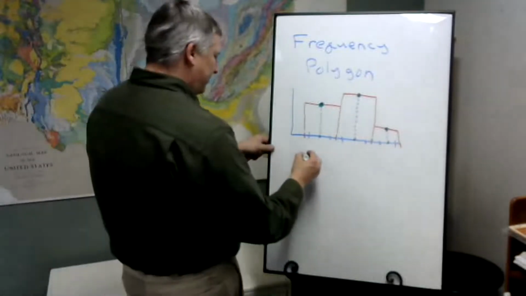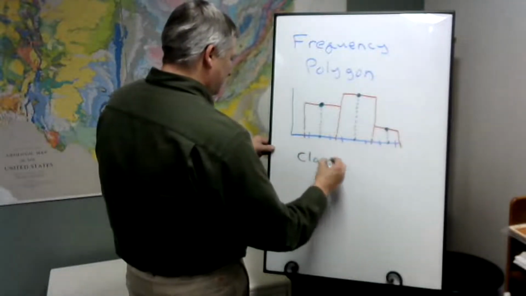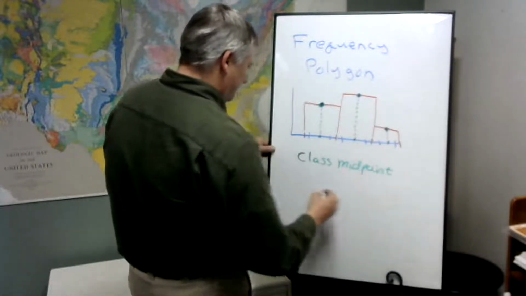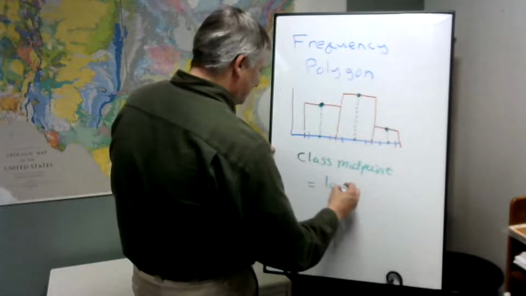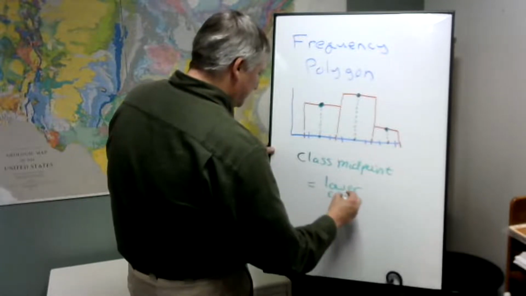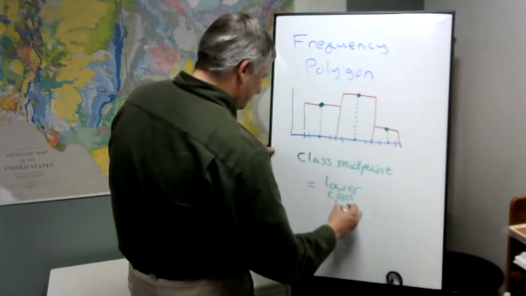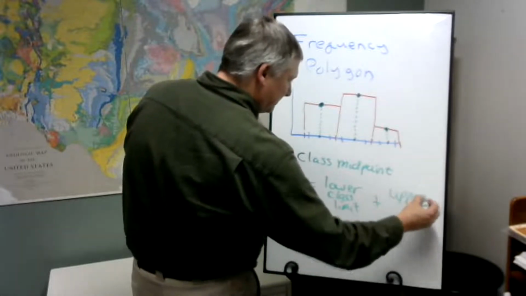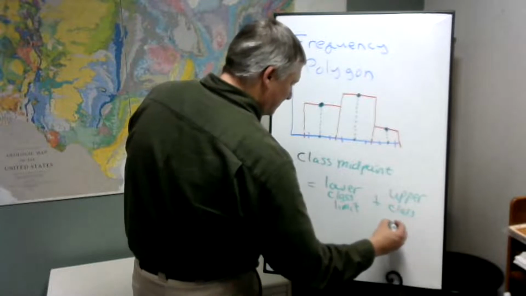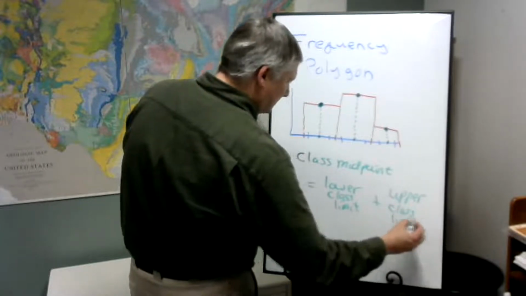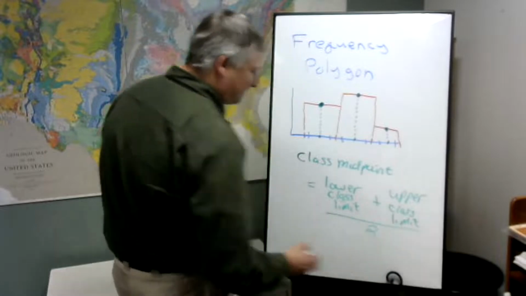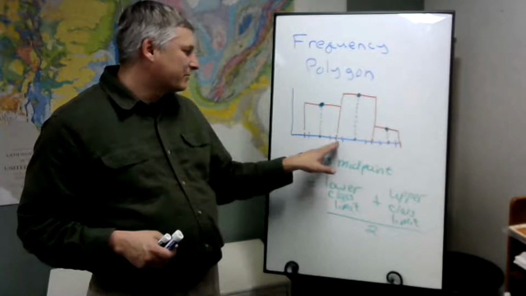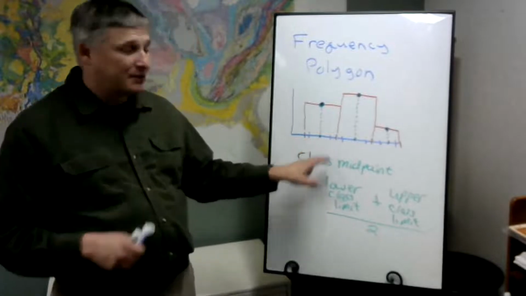Now again, the class midpoint. This is the lower class limit plus the upper class limit, divided by 2. So again, we're not averaging the class boundaries, we're averaging the class limits.